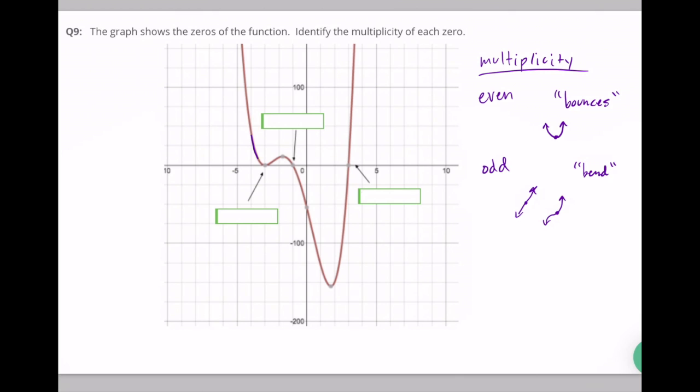On this first root here, we notice that the graph touches the x-axis and then bounces up. So that has to be an even multiplicity. Here at this root, the graph crosses through without bouncing, so it has to be an odd multiplicity. And same thing here at this last root. It crosses through without bouncing, so it has to be odd.